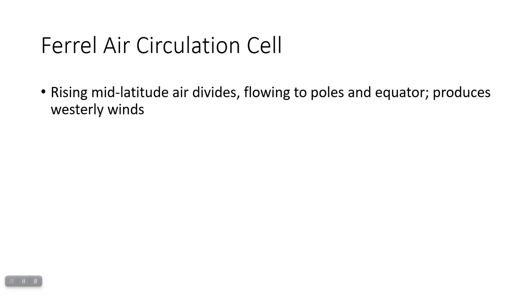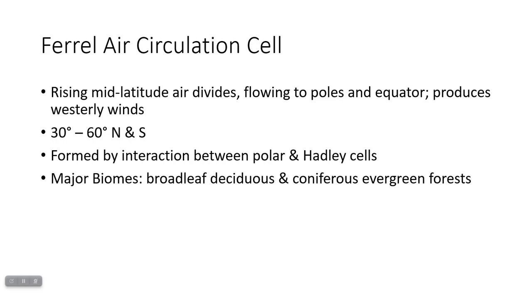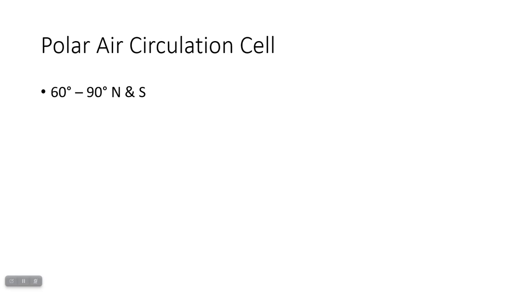This is where we have those westerlies that we tend to experience. This ranges from 30 degrees to 60 degrees latitude, both north and south of the equator. And it's mostly formed by the interaction between polar and Hadley cells. The major biomes you find here tend to be forests, both deciduous forests and coniferous evergreen forests.